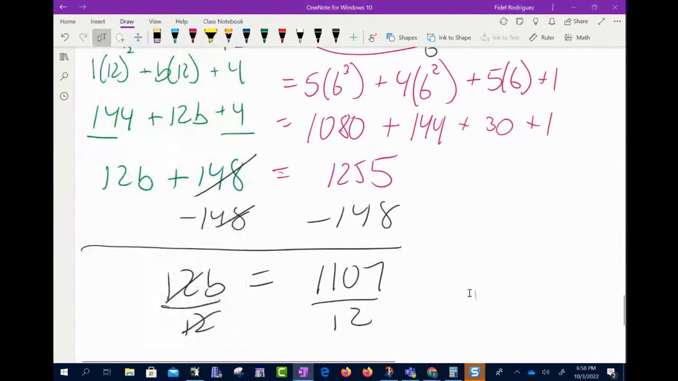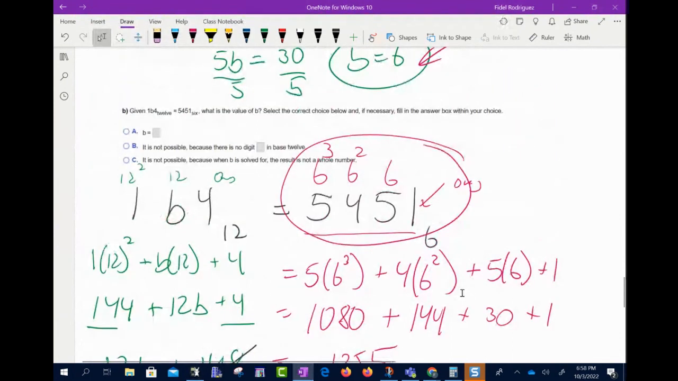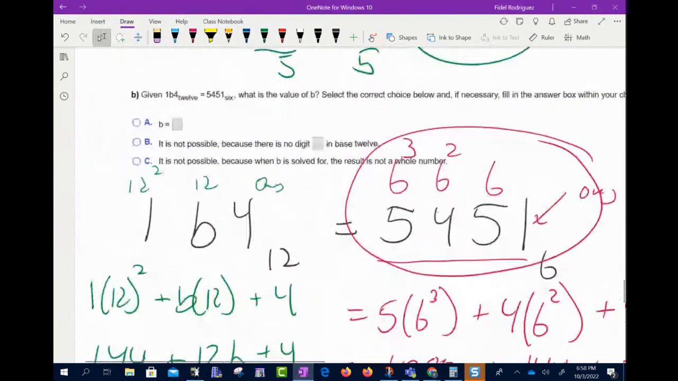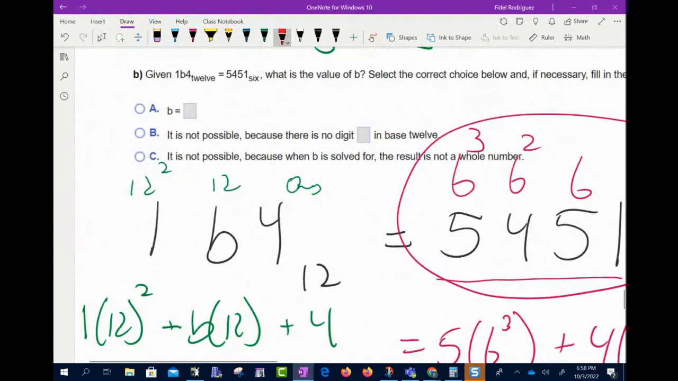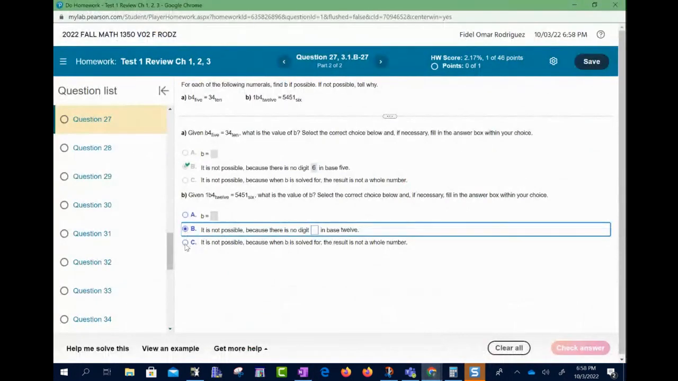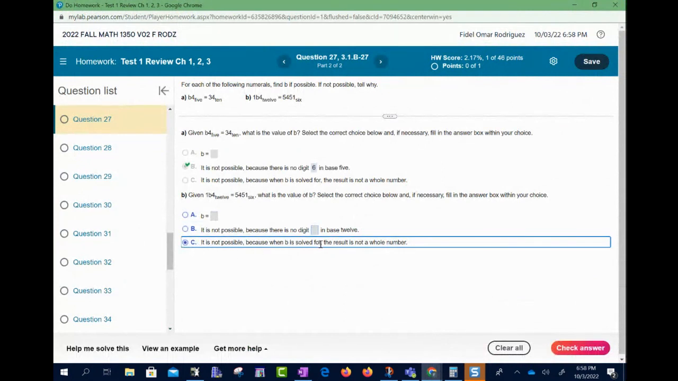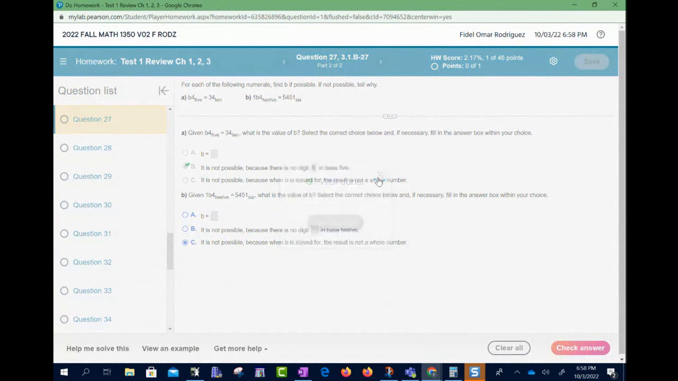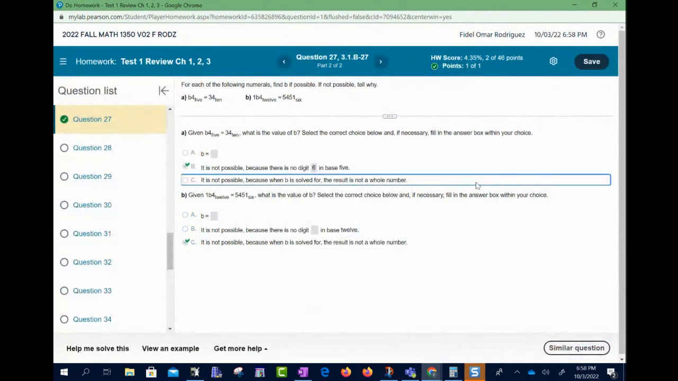So we got a problem there. We can't do it because we're supposed to be getting a whole number, and we're not getting a whole number. So when I go to part B on my problem, I'm going to say it's not possible because we don't get a whole number. I'm going to check my answer, and we got that one done. That's basically how I would go about doing a problem like 27.